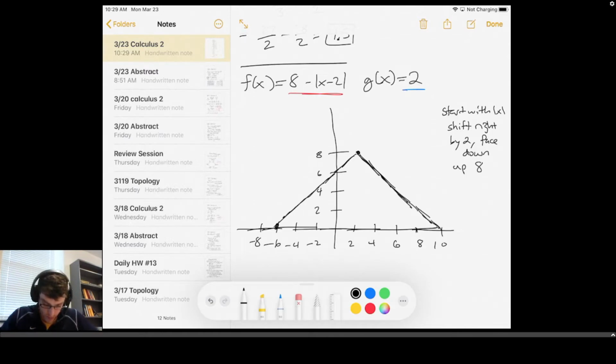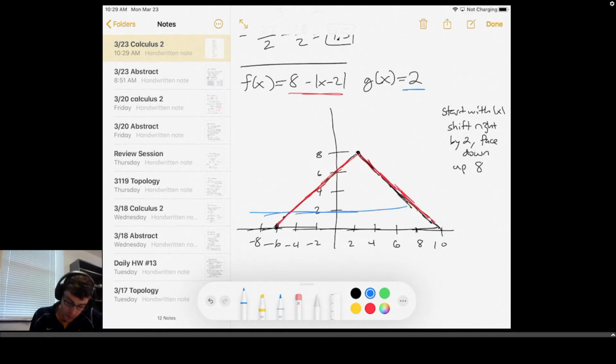Cool. All right, and then the other one, I don't know why I didn't just draw that in red the whole time. There we go. It's my F. And then my G is easy. It's just y equals 2.